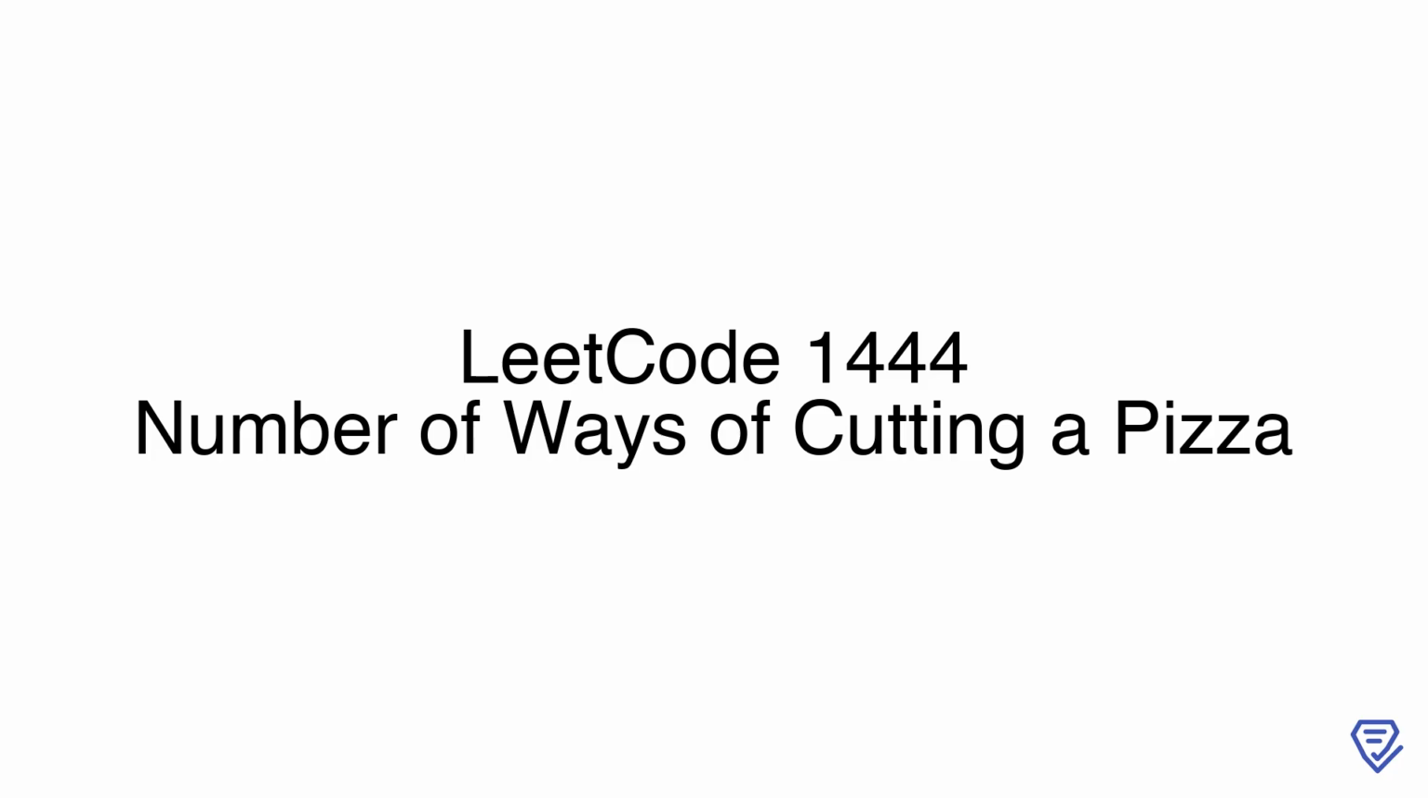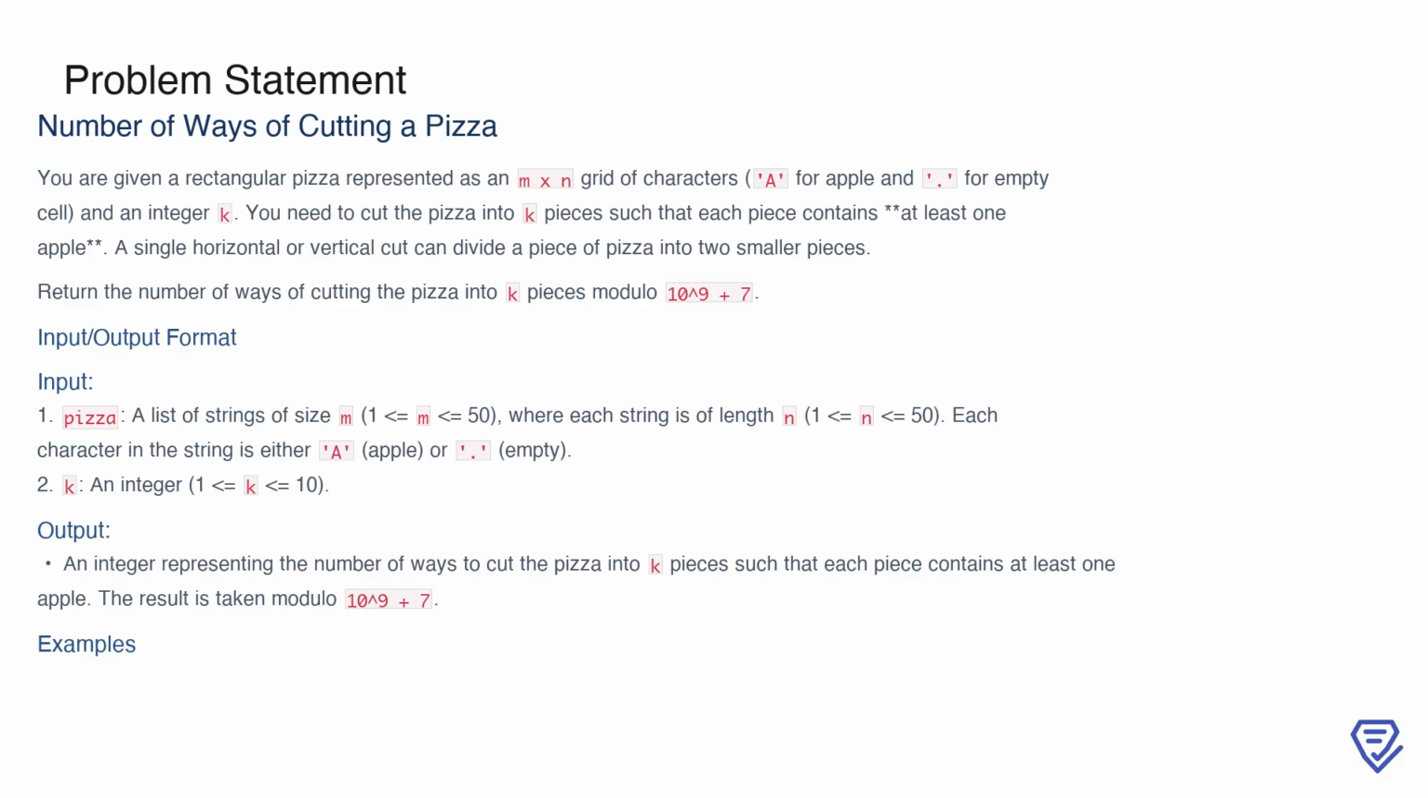Let's dive in. In this problem, you are working with a rectangular pizza that is represented as a grid of characters. The grid contains cells marked with either A, representing an apple, or a dot, representing an empty space. Your goal is to cut the pizza into exactly K pieces, where each piece must have at least one apple. The possible cuts are either horizontal or vertical, and you can make multiple cuts to divide the pizza. The main objective is to determine the total number of valid ways to cut the pizza into K pieces, while ensuring each piece contains at least one apple.